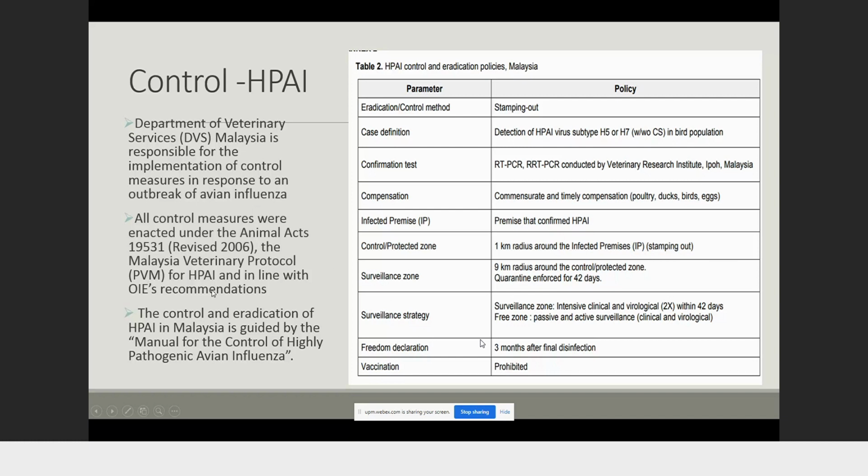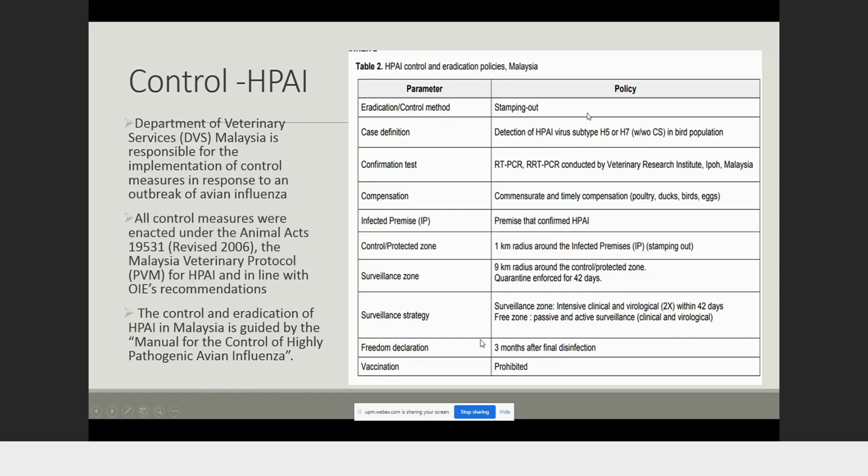and they follow this enactment. And you can see this protocol, the Malaysia veterinary protocol, on the DVS website. Okay, and they also follow OIE recommendations. These are basically the control and eradication policies carried out by Malaysia. You have eradication and control methods.